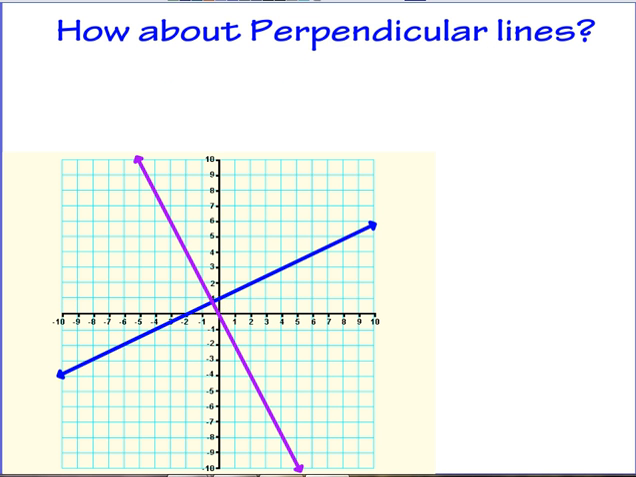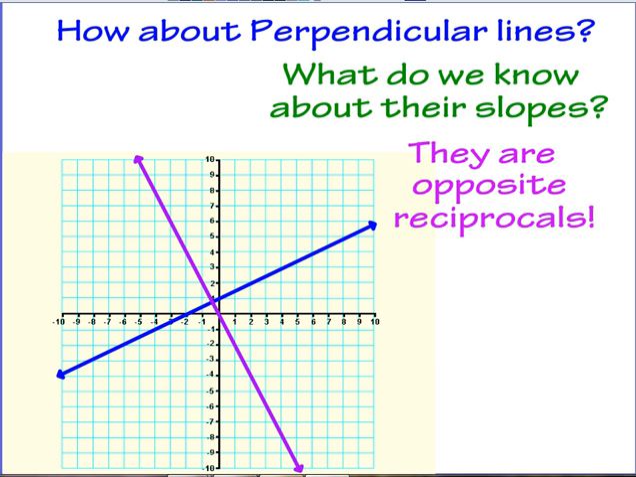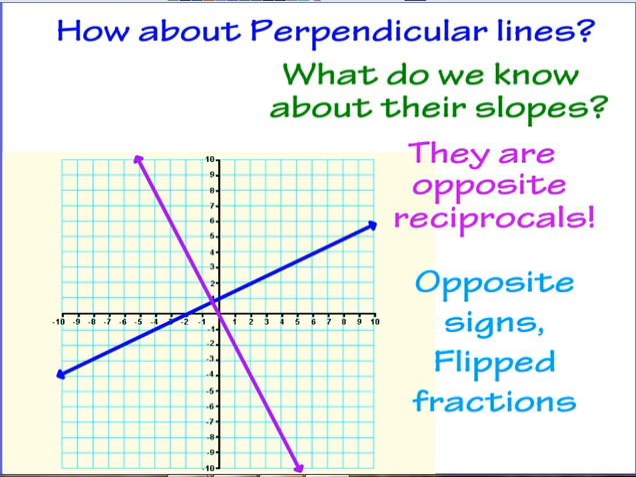How about perpendicular lines? What do we know about their slopes? Slopes of perpendicular lines are opposite reciprocals, which means opposite signs and flipped fractions. So opposite, of course, one is going to be positive, one is going to be negative, and flipped fractions would be like 1/3 and 3/1. One fraction is going to be the exact mirror image, basically, of the other.